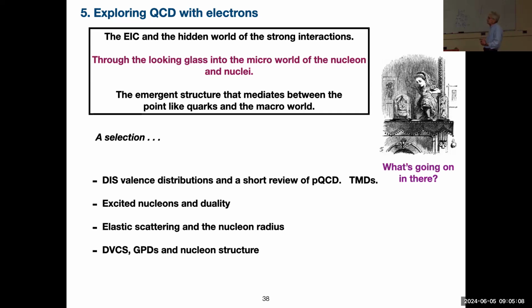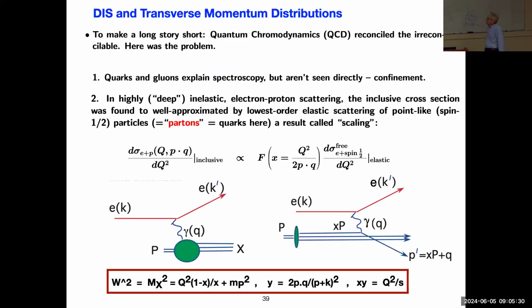Transverse momentum distributions, excited nucleons, and the concept of duality, which is really very, very interesting. The original duality, actually, is a concept that occurs again and again in theoretical physics. Elastic scattering and nuclear radius, DVCS, GPDs, and nucleon structure. Well, it's too much. Okay. Well, DIS and transverse momentum distributions.